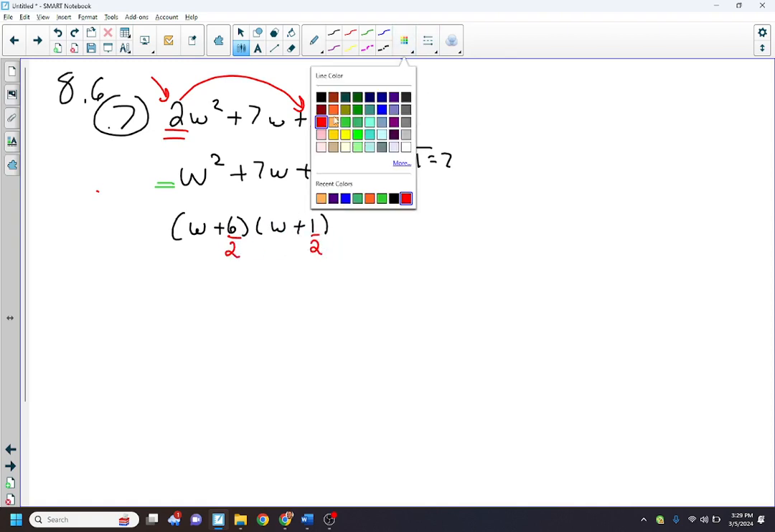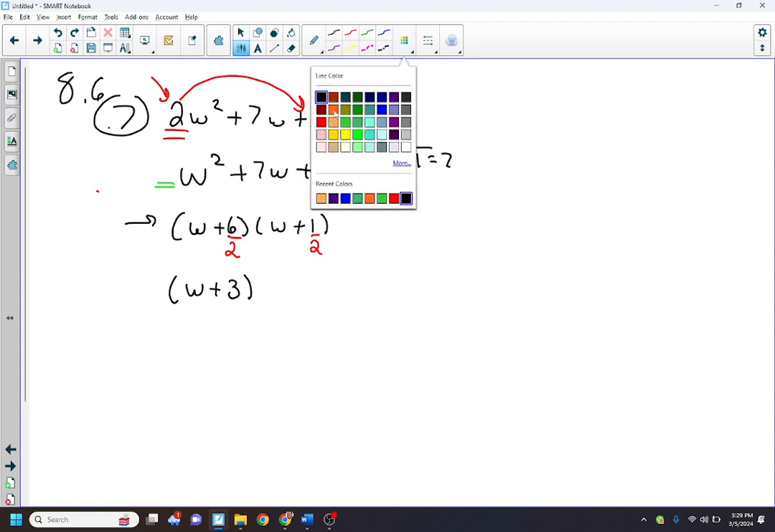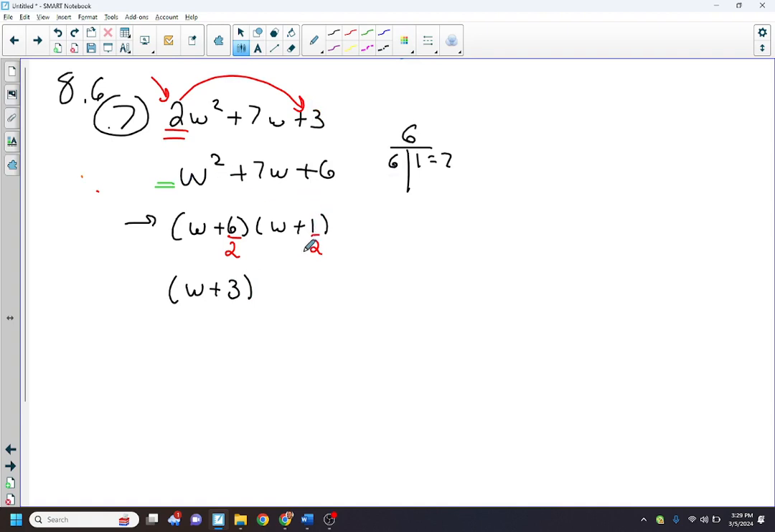So in this situation, let's talk about the first one. The first one is 6 divided by 2, which is a clean number, 3. So it's going to be w plus 3. Nice and clean. The issue is the second number. That one's dirty, because 2 divided by 2 can't simplify it, so it's 2w plus 1.